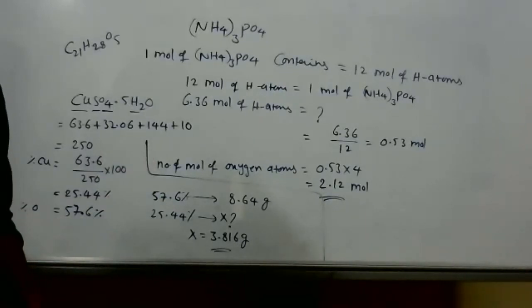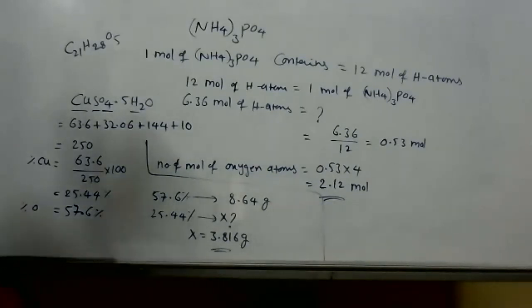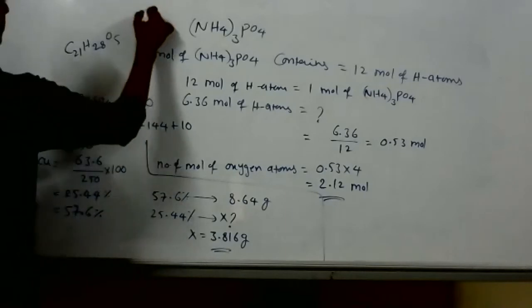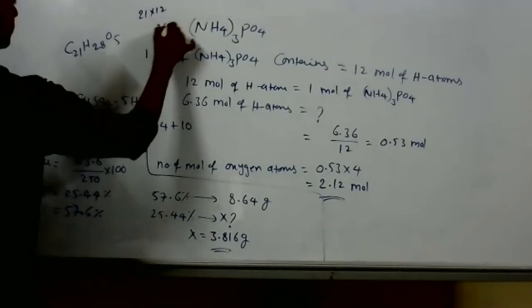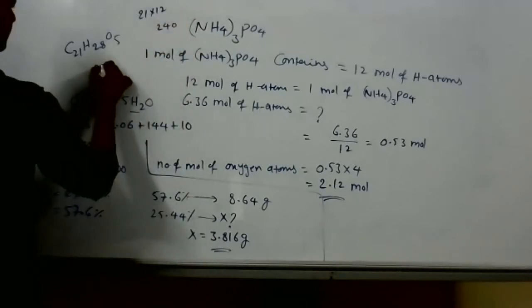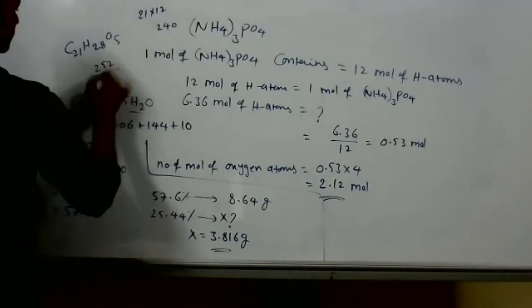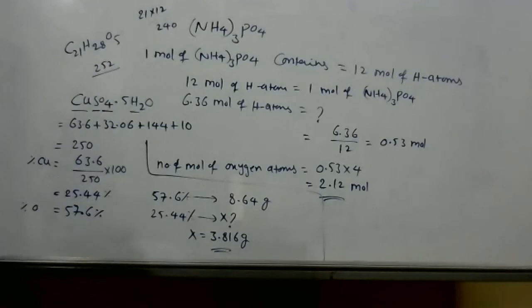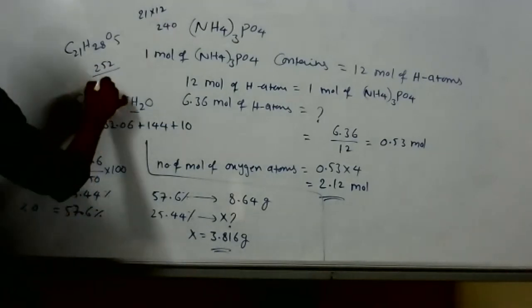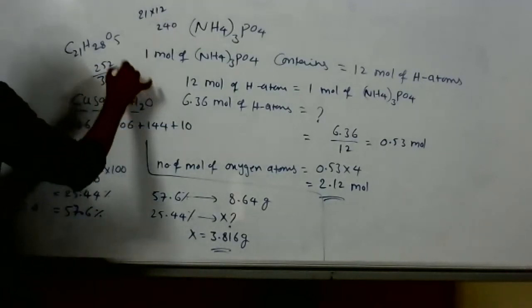So calculate, very simple question. Percentage of carbon. So 21 carbons are there. 21 carbons mass is 21 into 12, 252, right? Divided by the total mass given, 360.4, into 100.